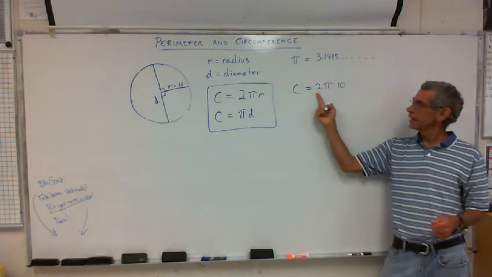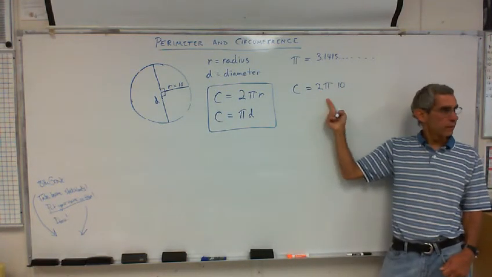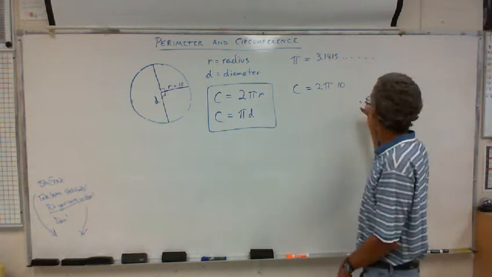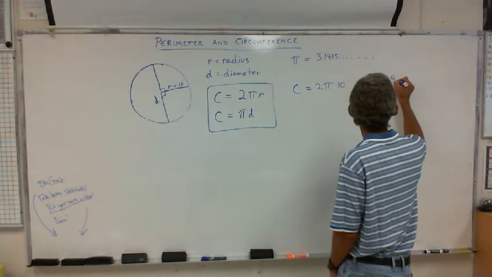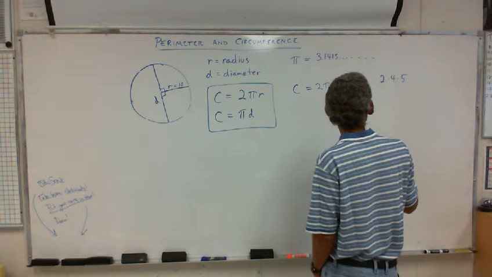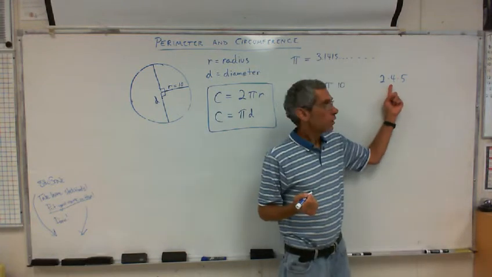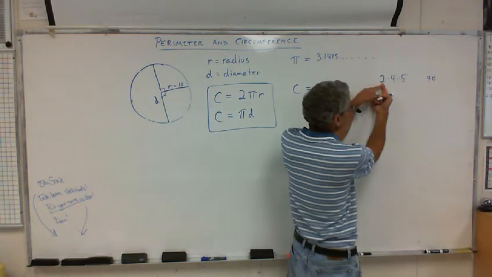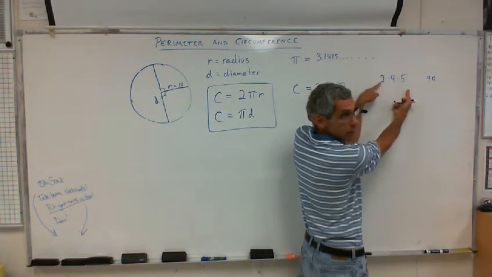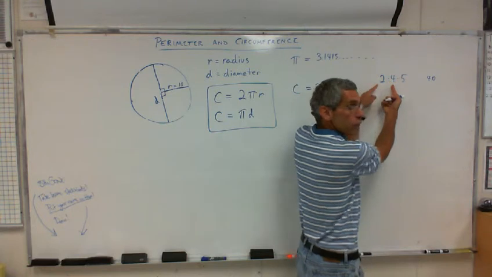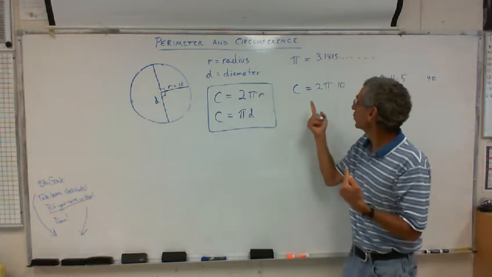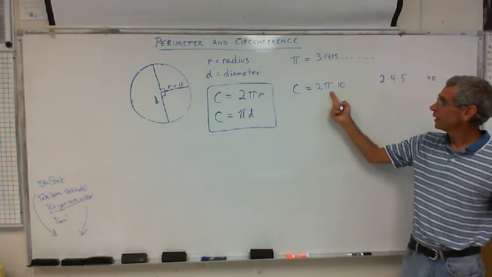Okay, is it legal to do this? Say 2 times 10 is 20, and then say 20 pi. Is that legal? All right, let's just try it with a number. 2 times 4 times 5. 2 times 4 is 8, times 5 is 40, right? So we got 40 that way. Let's do 2 times 5 is 10, times 4 is 40. So it makes no difference what order you multiply things in. Does that make sense? So it's okay to say 2 times 10 is 20 times pi.